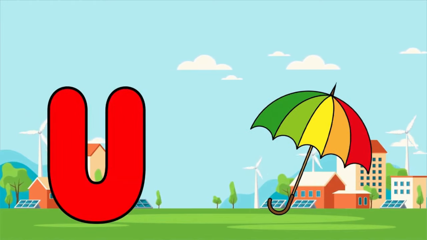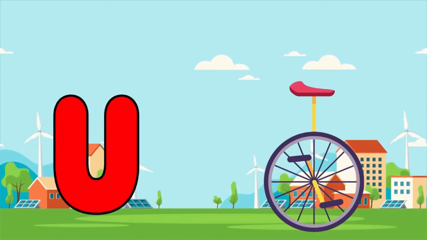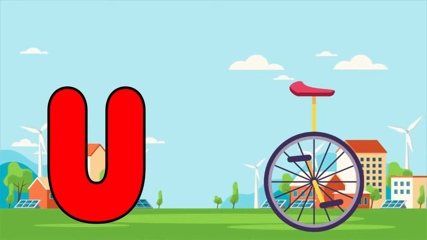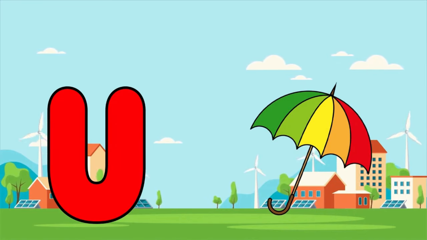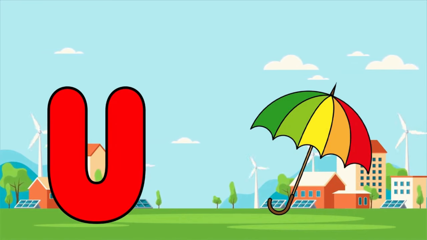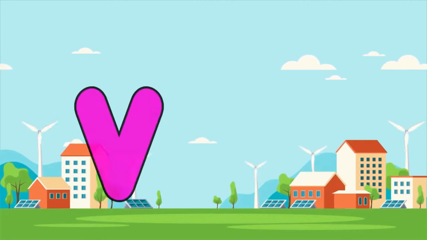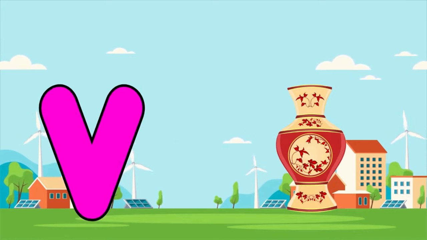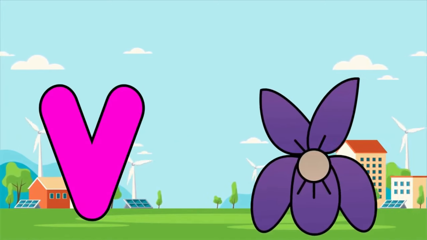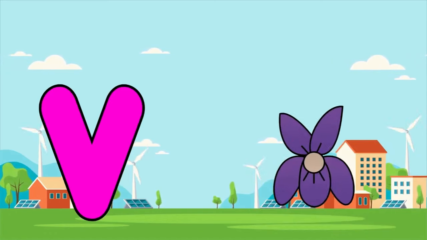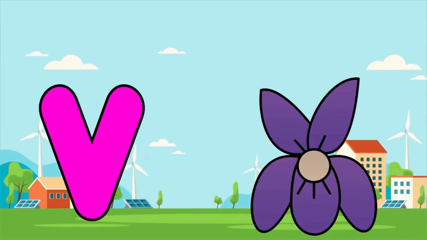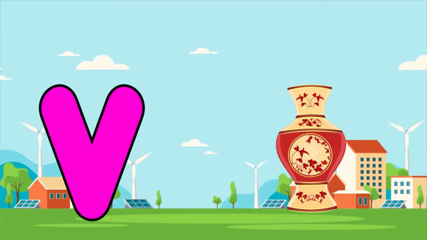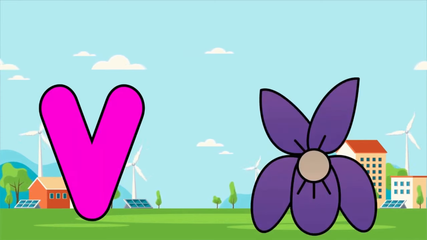umbrella. U is for unicycle, unicycle. U is for umbrella. U is for unicycle. V is for vase, vase. V is for violet, violet. V is for vase. V is for violet.